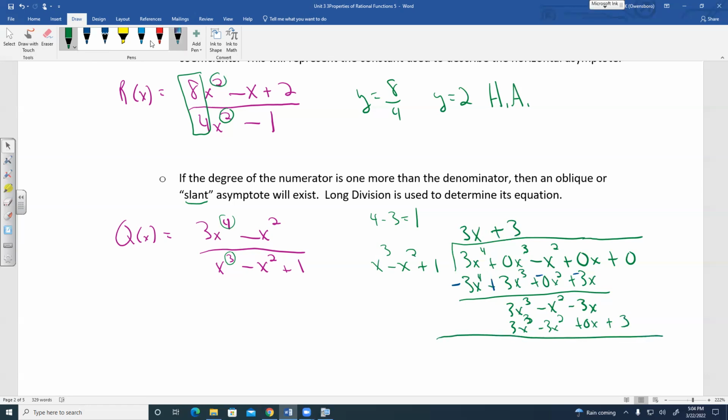So remember, we have to subtract. And the way we subtract is we just change the signs. So that becomes a negative. This becomes a positive. This becomes a negative. This becomes a negative. So what I come down with now is 2x squared minus 3x minus 3 comes down.